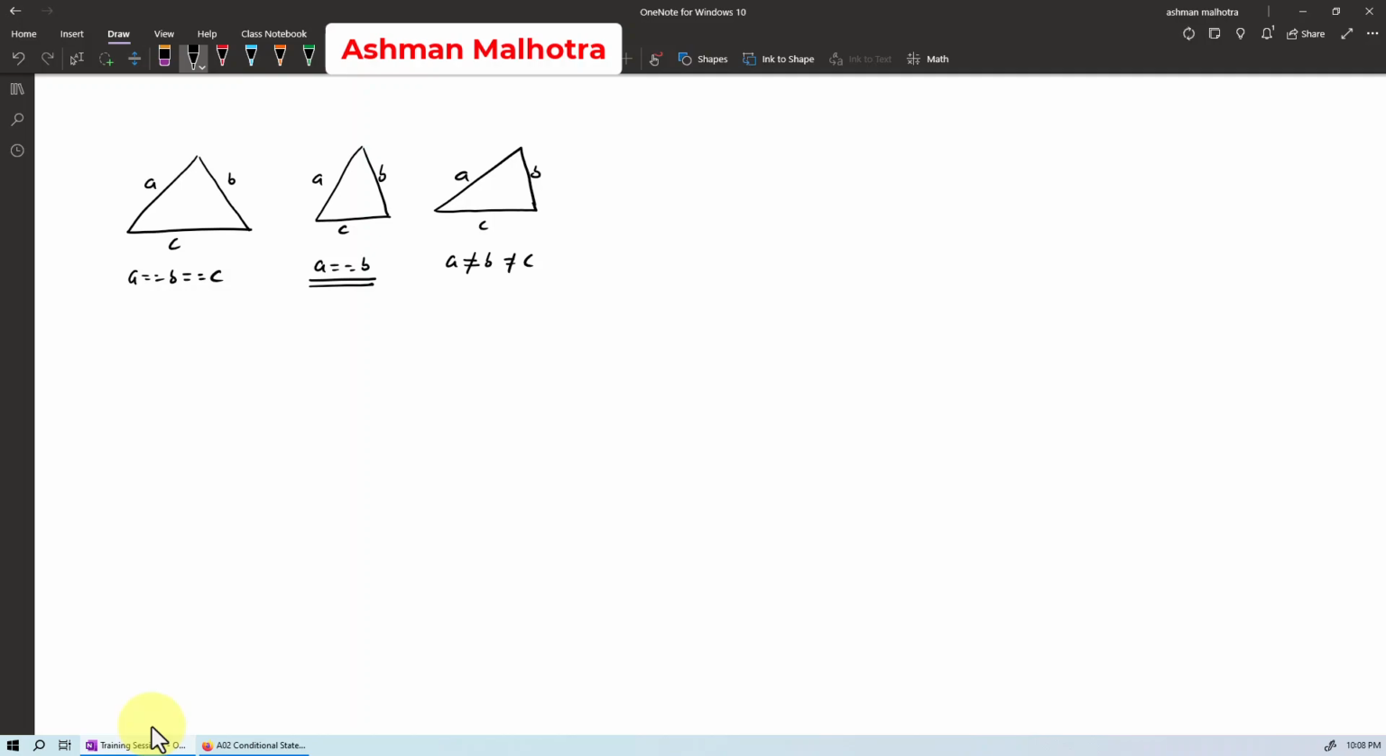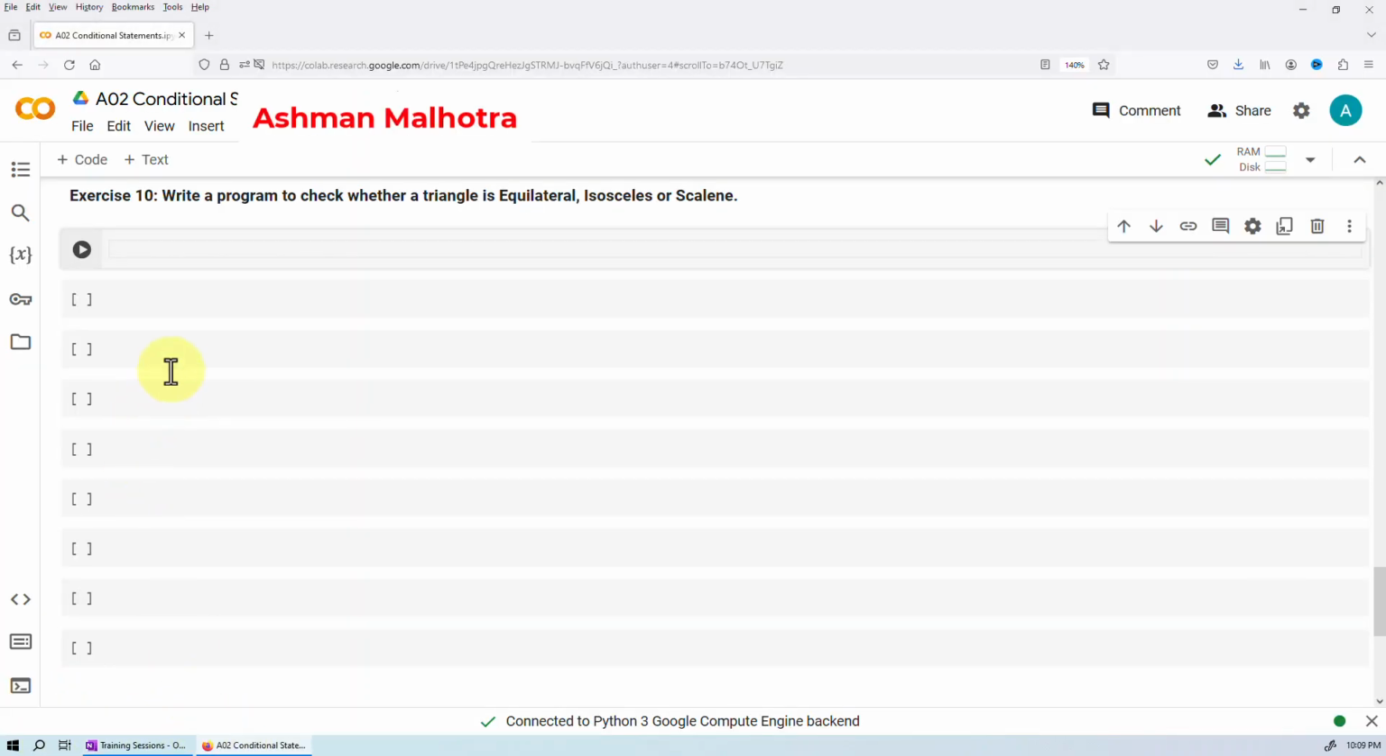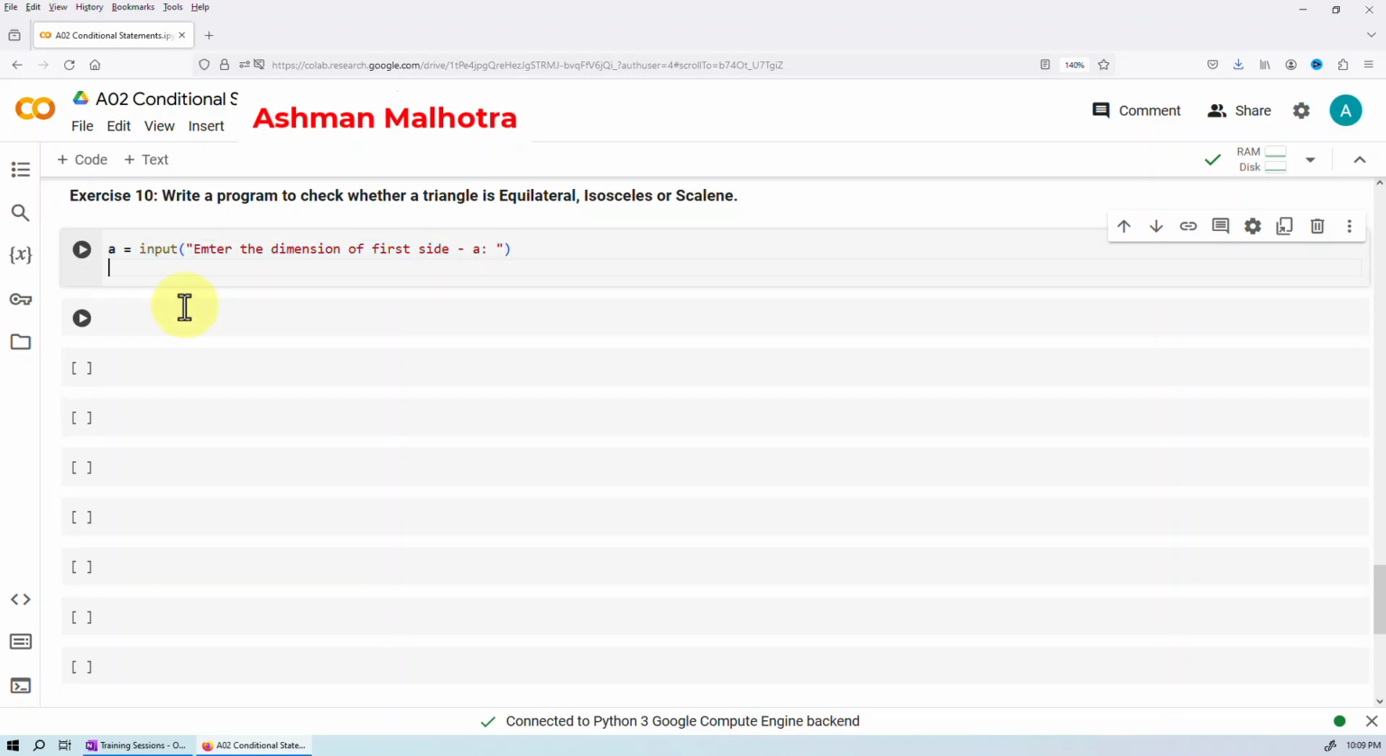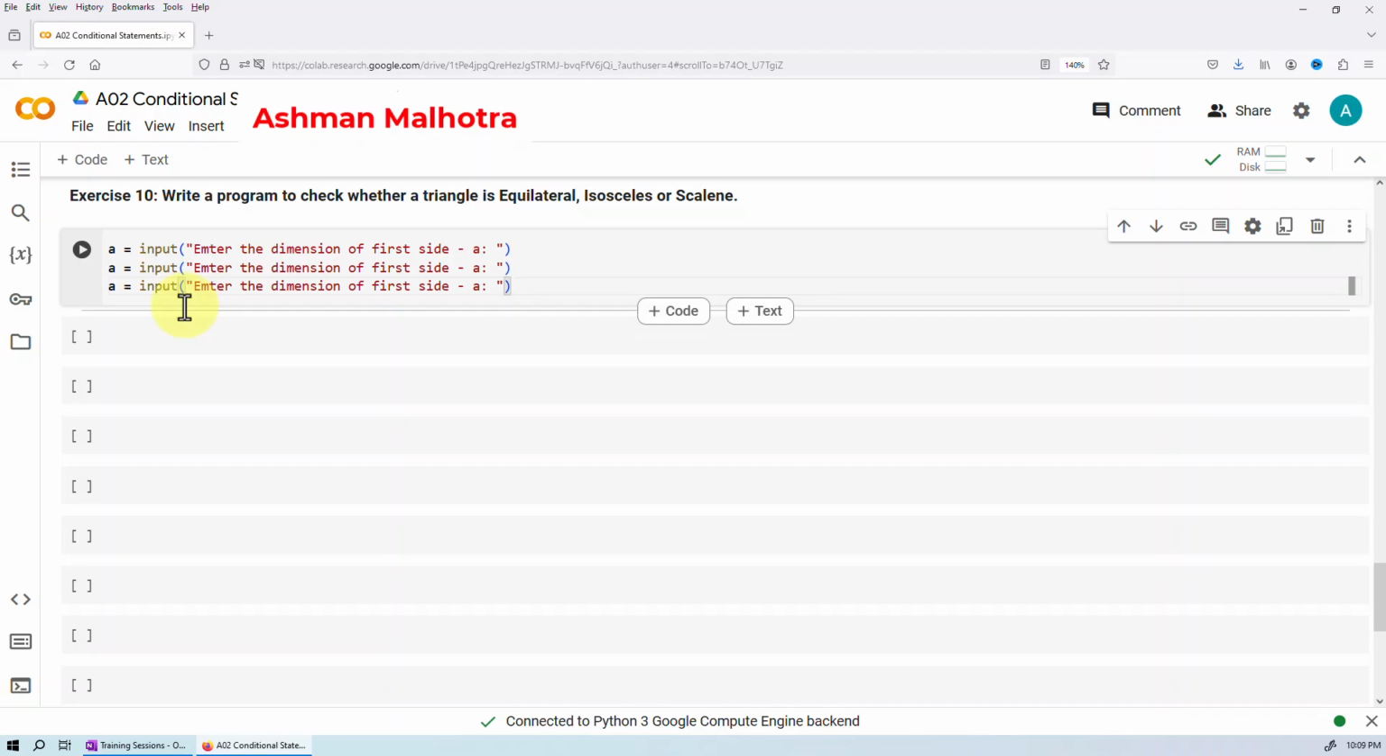Now we understand what these different triangles are, and based on this explanation, we will write the solution to this exercise. So let us dive in. We will first take the input of all the sides of the triangle. We will ask the user to enter the dimension of the first side A, and then we will take the dimension of the second side and then the third.